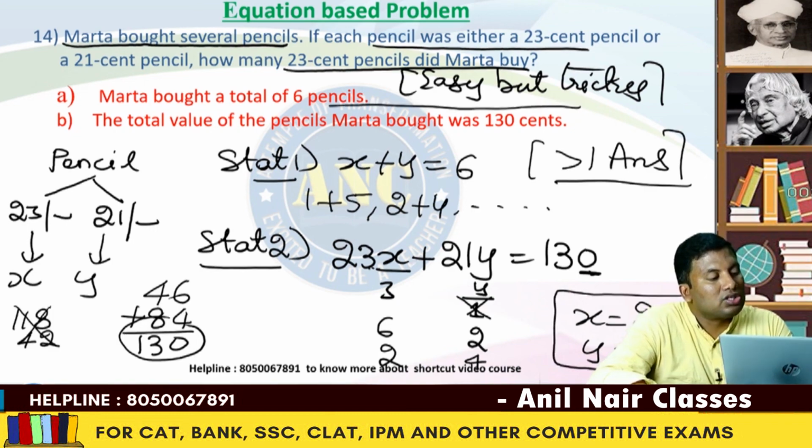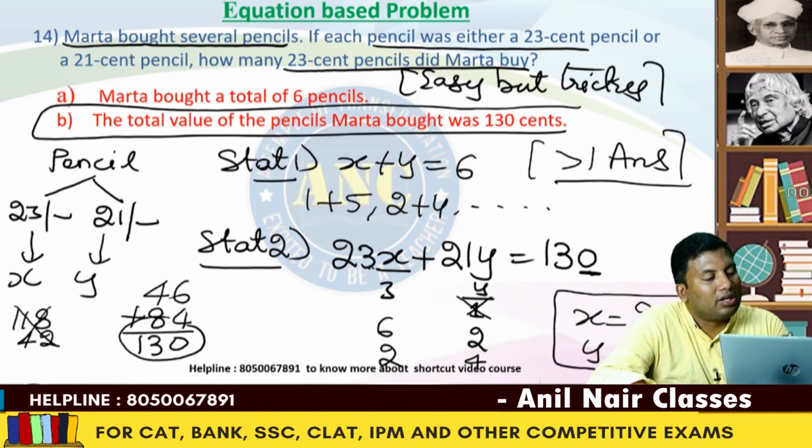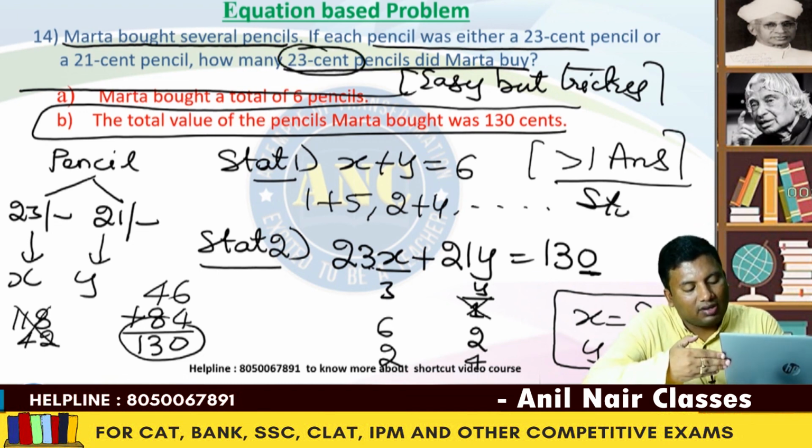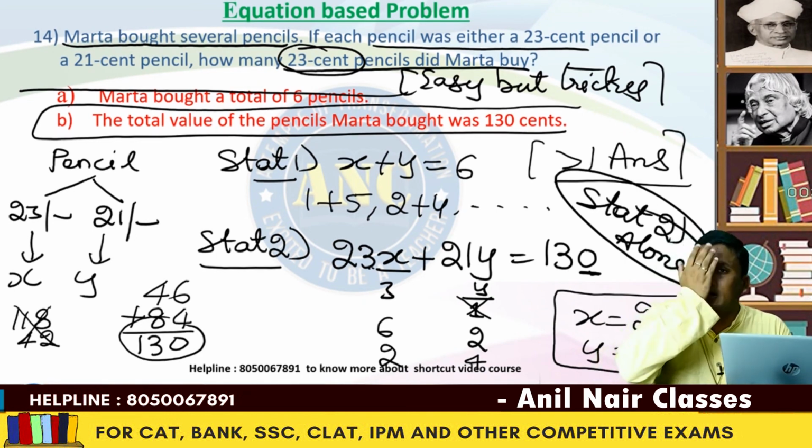When I am doing statement 2, statement 1 does not exist. So x value 2, y 4, and it asks how many 23 cent pencils did Martha buy? X value 2. So the answer for this question is statement 2 alone. I hope it is clear.